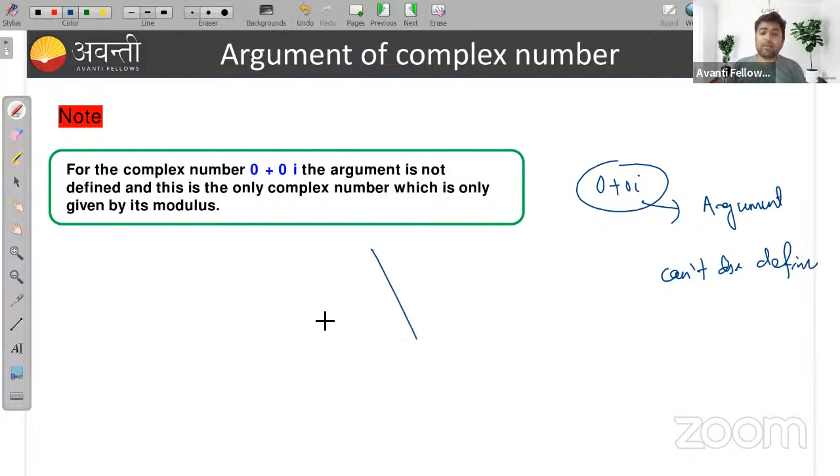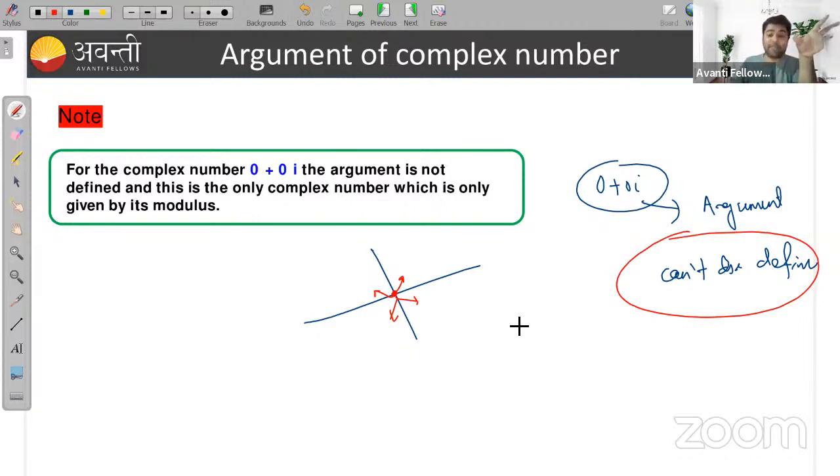Because suppose this is my complex number 0 plus 0i. What is the angle made by this complex number with the positive x-axis? Its direction. In physics also, you studied all this. In the case of the zero vector, is there any angle? No, because its direction may be this, may be this, may be this, could be this. So there is not a single direction. Is that clear or not? That's why the argument is not defined in the case of 0.